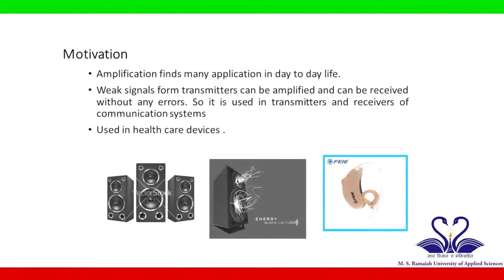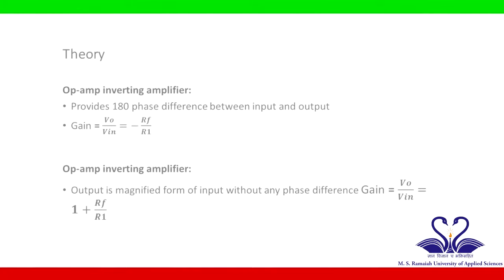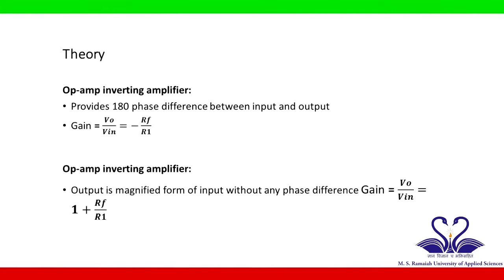Motivation for this experiment: amplification finds many applications in day-to-day life. Weak signals from transmitters can be amplified and can be received without any errors, so it is used in transmitters and receivers of communication systems. It's used in healthcare devices. Let us understand the theory behind the experiment before conducting it.